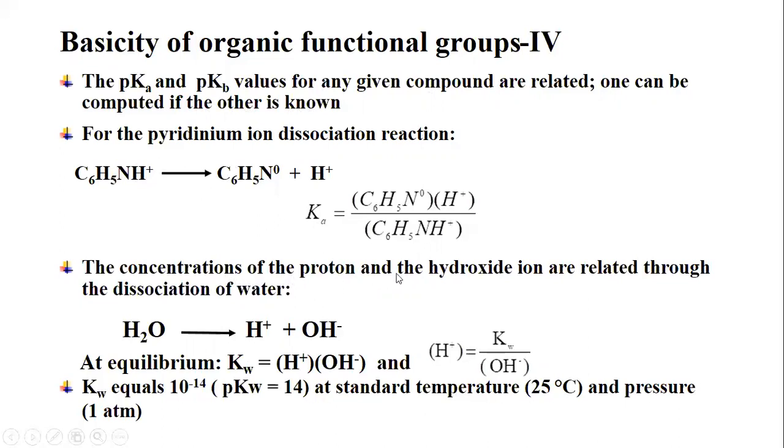The concentrations of the proton and the hydroxide ion are related through the dissociation of water. We know when we have aqueous systems, the dissociation of water always controls the pH of that system. So water dissociates to hydrogen plus hydroxide ions, and at equilibrium Kw, the W of water, equals the activity of hydrogen times the activity of the hydroxide, and that way hydrogen will be Kw over OH. So we have the value of H in terms of OH and Kw. And of course, we can do it the other way: we can find the value of OH in terms of Kw and H. Kw equals 10 to the minus 14. I think all of you know that. pKw equals 14 at standard temperature 25 degrees Celsius and pressure 1 atmosphere.